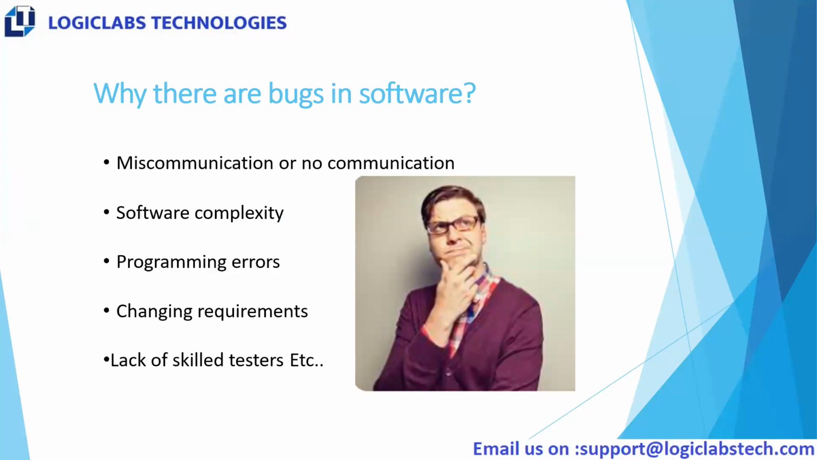Correct. So what you said is human error. What do you mean by human error? It means humans will make some error. They miscommunicate something: what they have understood, they will convey in a different way. That is also human error, as you said, miscommunication or no communication. And software complexity. So let us talk one by one.